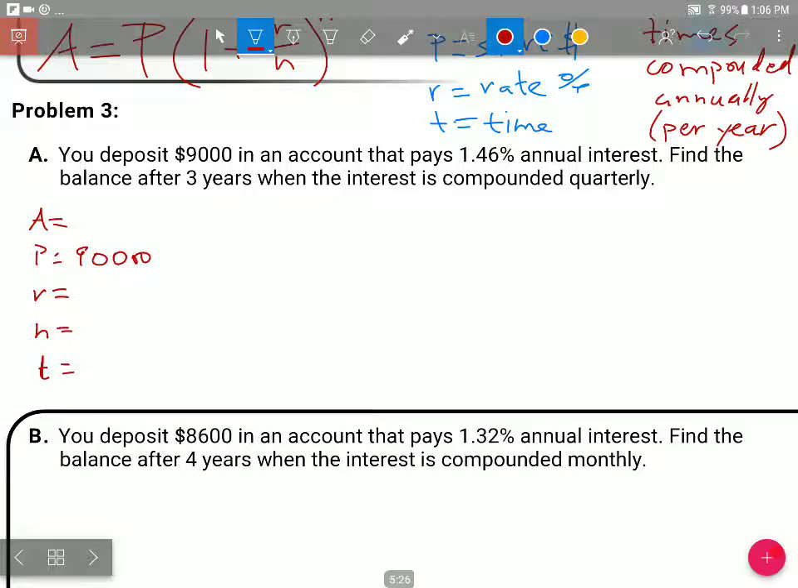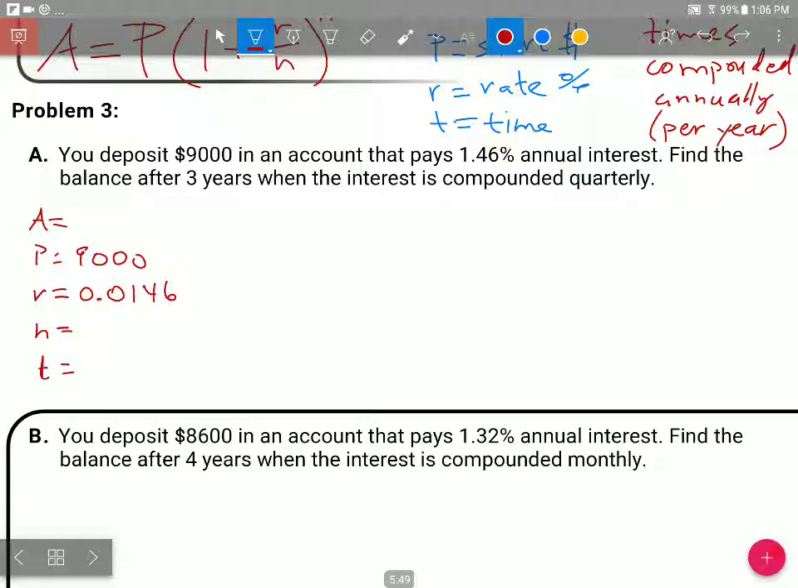Okay, R is your rate. So what's your rate? 1.46. But how do we use that? 0.1. Not quite. 0.0146. You have to move that decimal twice. Once, twice. So this one you have to add the 0 to it.